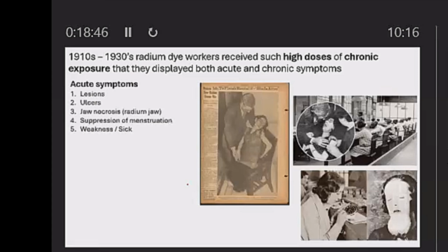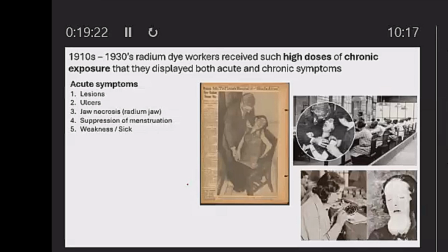Acute symptoms are symptoms that occurred suddenly in a few days or weeks. They had lesions on their skin, especially around the jaw, ulcers, jaw necrosis. They had such a high dose to the bones in their jaw that their bones just died. Suppression of menstruation, and they became weak and sick.